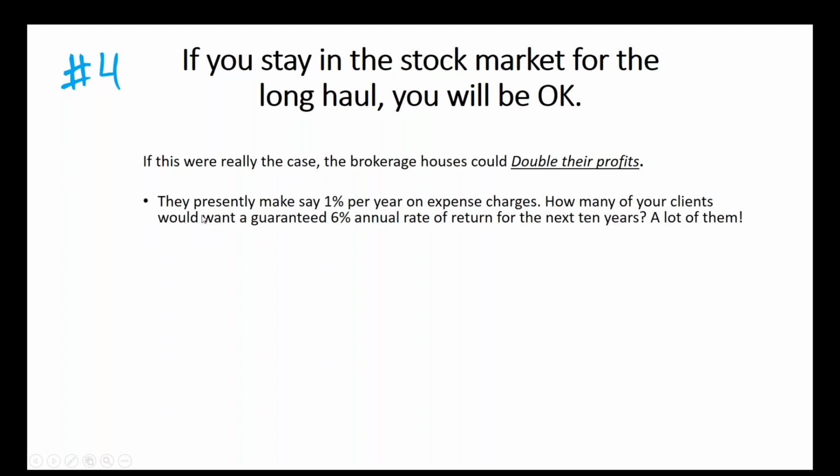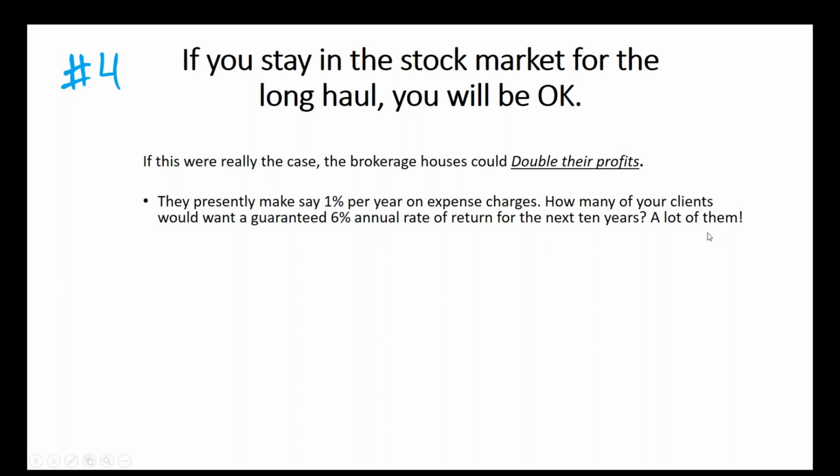So let's think about this. They presently make 1% per year on expenses, right? Can we say that's about average, 1%? How many of their clients would want a guaranteed 6% rate of return for the next 10 years? Yeah, all of them would, right? If you went to your client and said, how would you like a guaranteed 6% rate of return for the next 10 years, how many of your clients would say they'd want that?